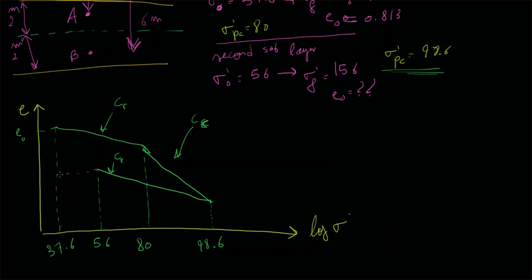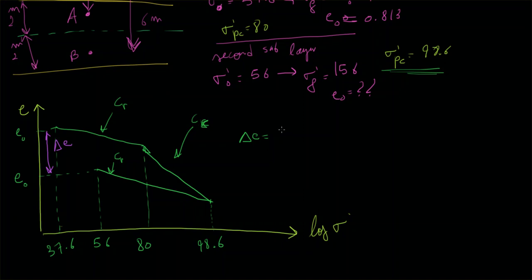So now we need to find this e naught. Right, so we have to go through CR, then CC, then CR. Three slopes. So delta e, we're looking for, which is this one right here. Okay, we're looking for delta e.